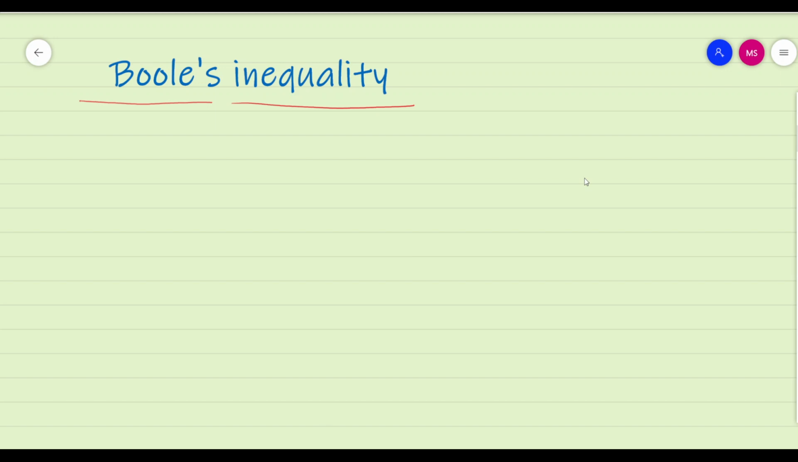Samahadri, lecturer in statistics. Today I am explaining one of the important theorems in probability. The theorem name is Boole's inequality. Boole's inequality is one of the important theorems in the semester examinations. Right? First I will write the statement of the theorem.